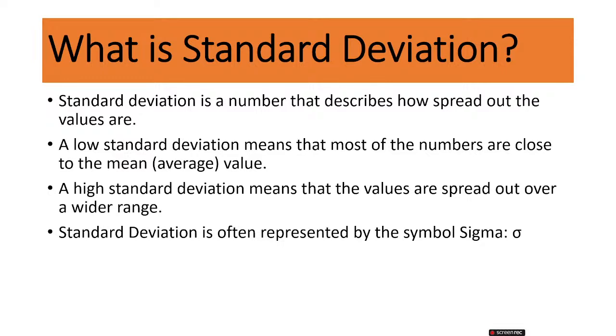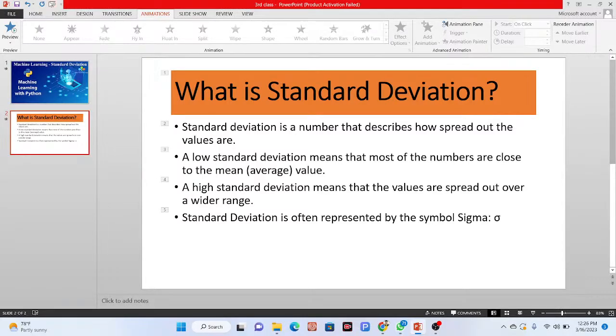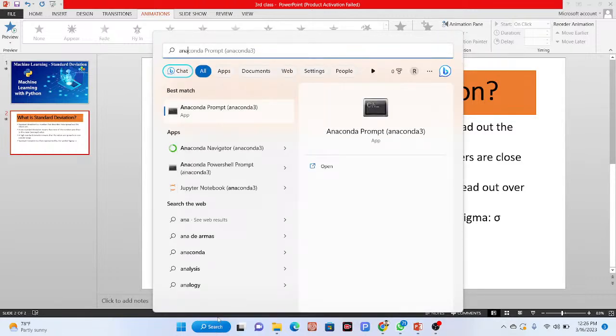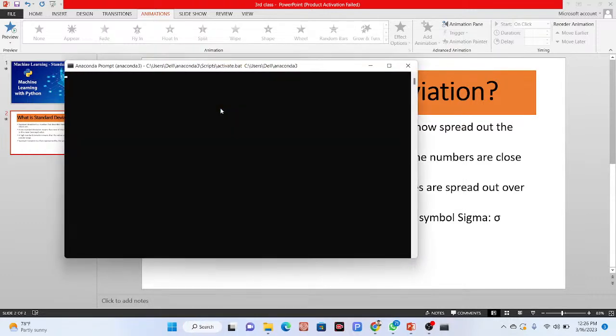Now I will show you how you can easily calculate the standard deviation using Python. For that, you can use Google Colaboratory, or you can also use Jupyter Notebook. This time I simply open my Jupyter Notebook. For that, I open the Anaconda prompt. Simply search for the Anaconda prompt. I have already installed it here. Just open this Anaconda prompt.